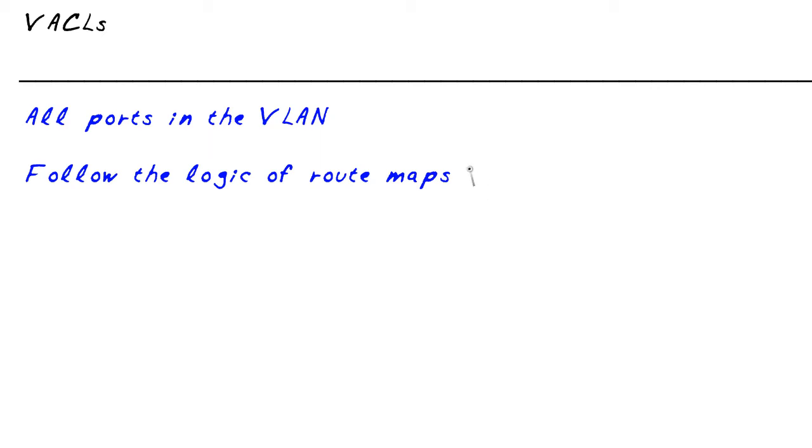And as you can see, they follow the logic of route maps. These are great because they'll apply to all ports of a particular VLAN, including any future ports that you might be adding to a particular VLAN. Let's make sure we can construct these and test these at the command line.